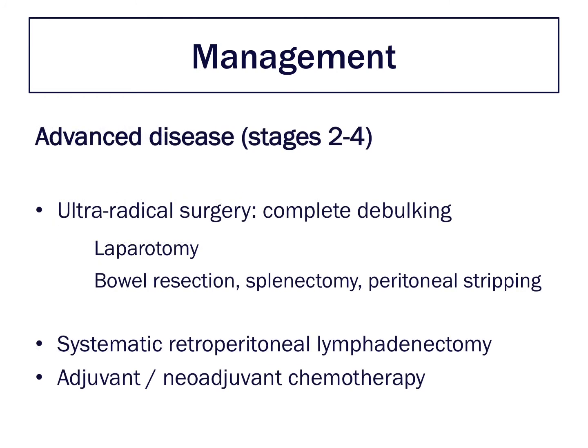In advanced disease, so stages 2 to 4, ultra-radical surgery is performed. This is sometimes known as complete debulking. So it's also a laparotomy, like in stage 1, and the same procedures are carried out, as well as bowel resection, splenectomy, and peritoneal stripping. It really depends on where the tumour has spread to. And the aim is to leave no tumour deposit that is larger than 2.5 centimetres. As well as this, a systematic retroperitoneal lymphadenectomy will be performed, so block dissection of the lymph nodes, and adjuvant or neoadjuvant chemotherapy, so chemotherapy together with or before surgery.